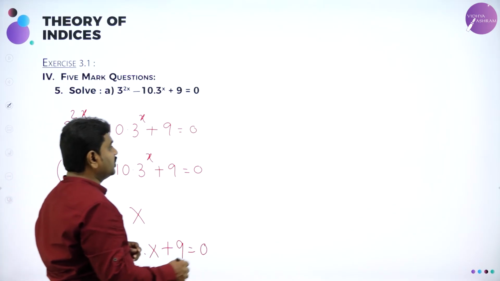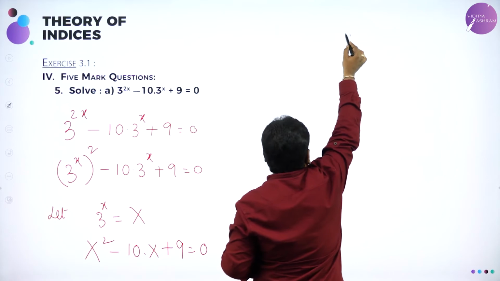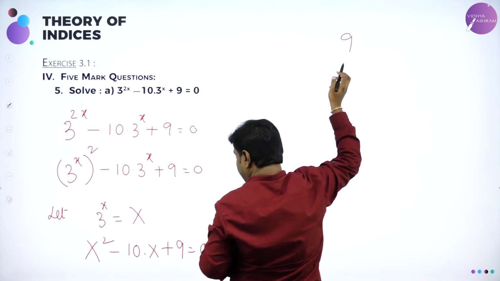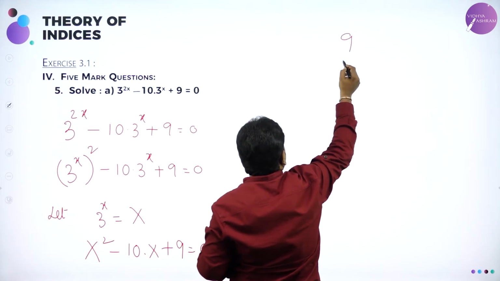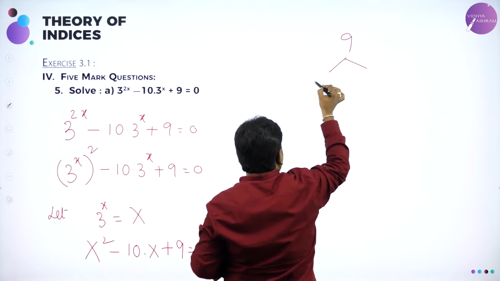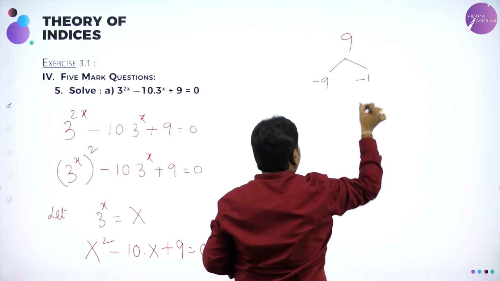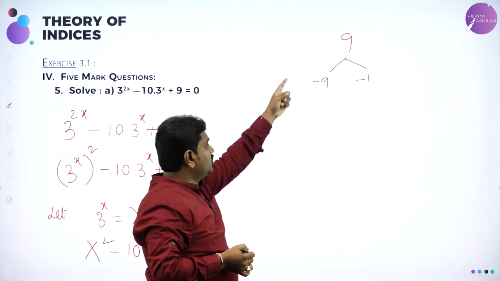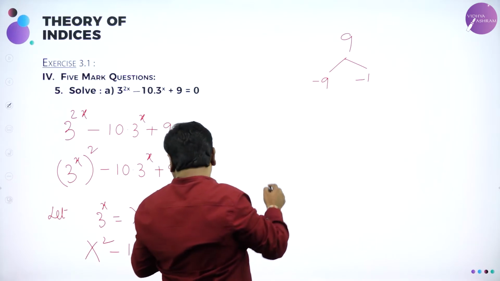So now what are the factors for 9? If you multiply, you should get 9, and if you add, you should get minus 10. Minus 9 into minus 1 is plus 9, and thus, so do middle term factorization.